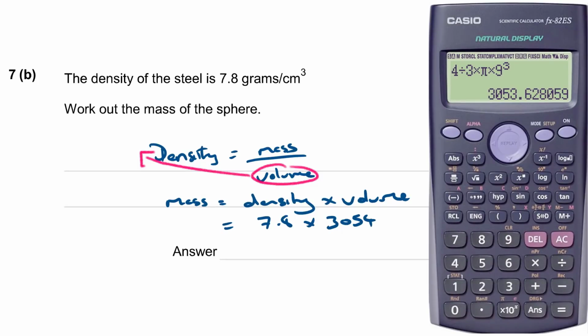Now I've still got the stored calculator value on my calculator, so I'm just going to carry on using that. So I'm going to take the answer and times it by 7.8, and that gives me 23,818. Again, I'm just going to round it off to the nearest unit.